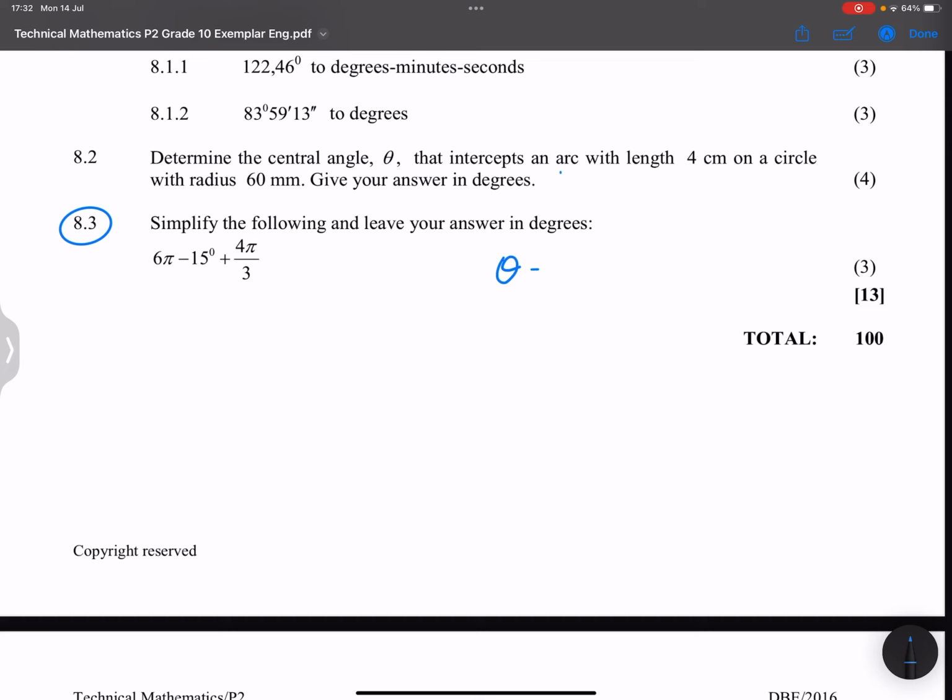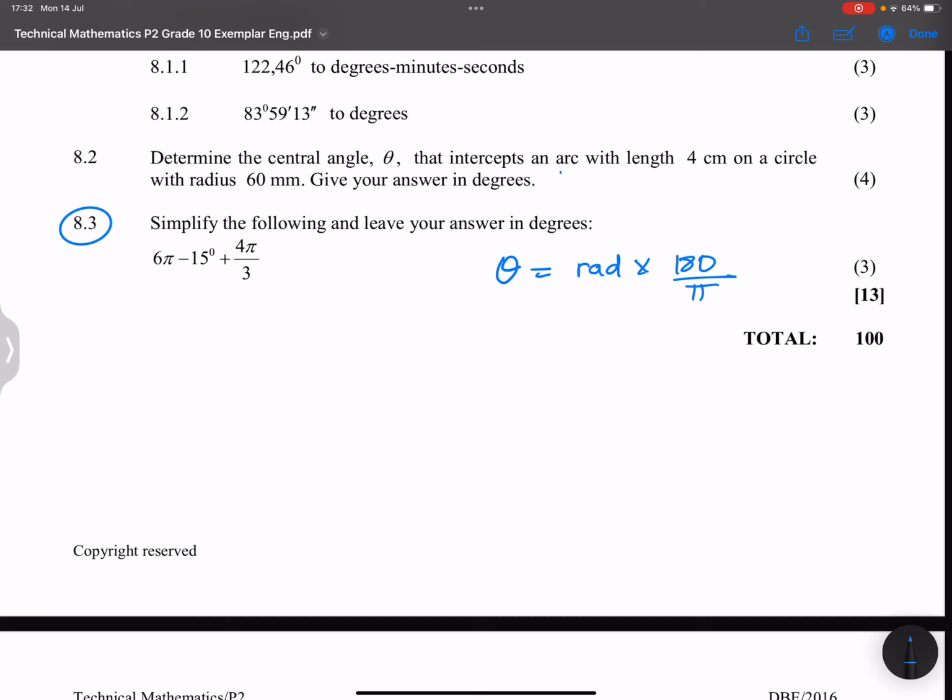we wanted to convert any angle theta from radians into degrees, you just simply multiply the angle in radians by 180 over pi. So whatever the angle is, you just multiply by 180 over pi. So firstly, they said simplify, right?